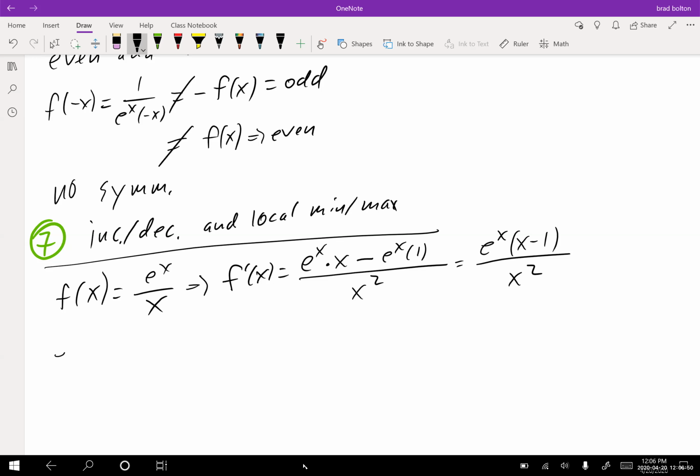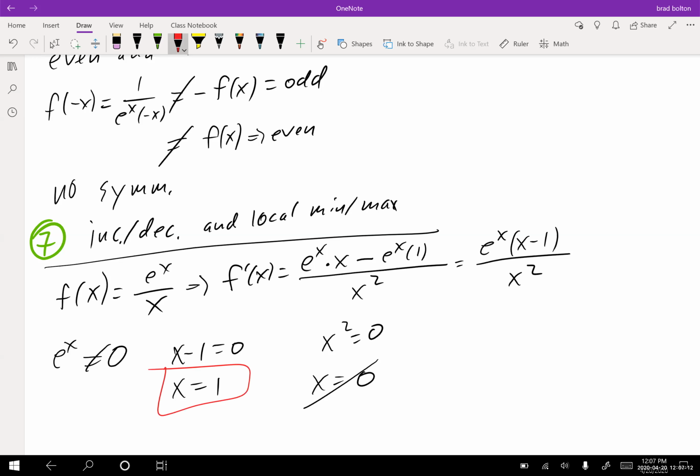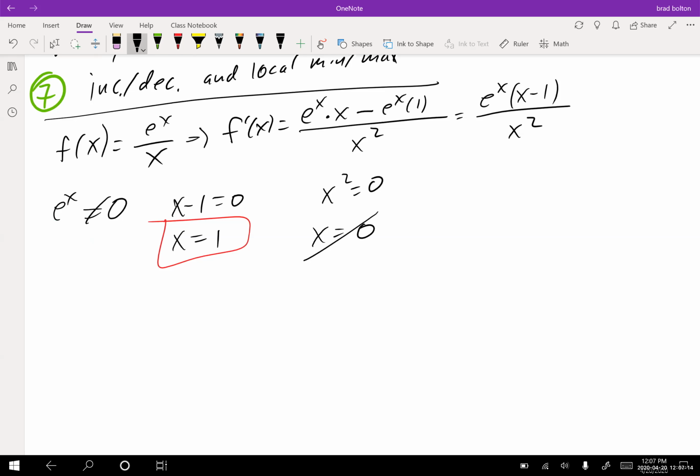So e to the x itself can never equal 0. We talked about that earlier. X minus 1 can equal 0, and x squared can equal 0. So this means x equals 1, and this means x equals 0. However, this is not in the domain of the function. However, it still can be a singularity, but it cannot be a critical number. So our only critical number is x equals 1. Remember, critical numbers have to be in the domain of the original function.